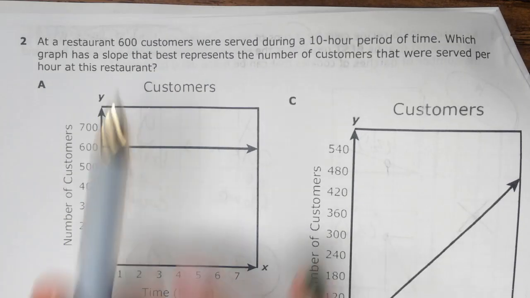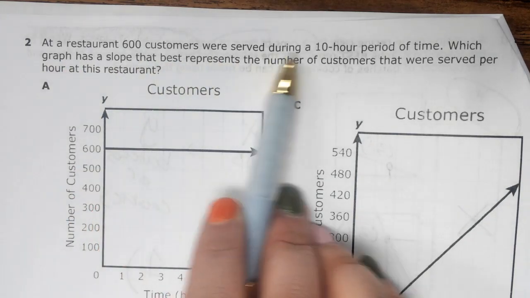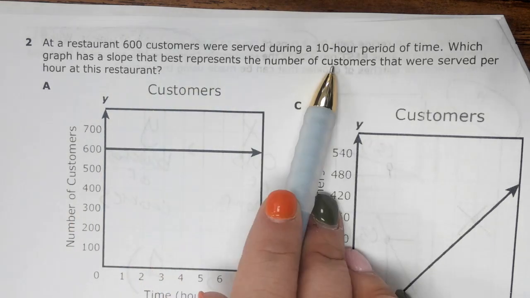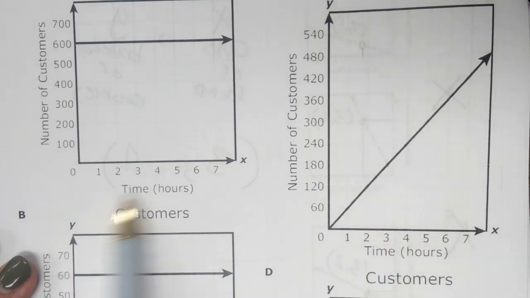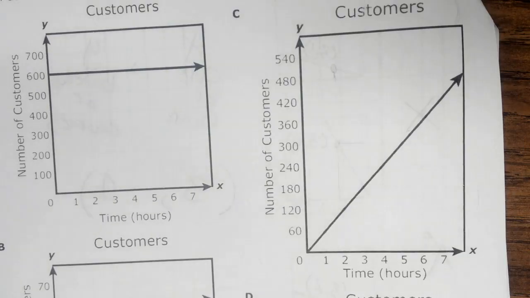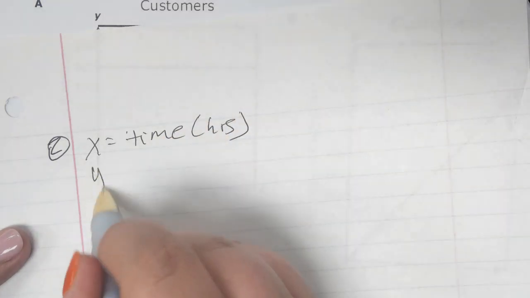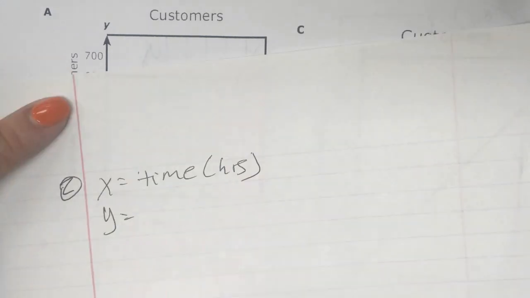So for number 2, we have a restaurant. At a restaurant, 600 customers were served during a 10-hour period of time. Which graph has a slope that best represents the number of customers that were served per hour at this restaurant? Again, looking at every x-axis, the x value is time in hours. So on my scratch paper for number 2, I can say that x is the time, or the hours. And now I just need to know what y is. The y-axis is number of customers.